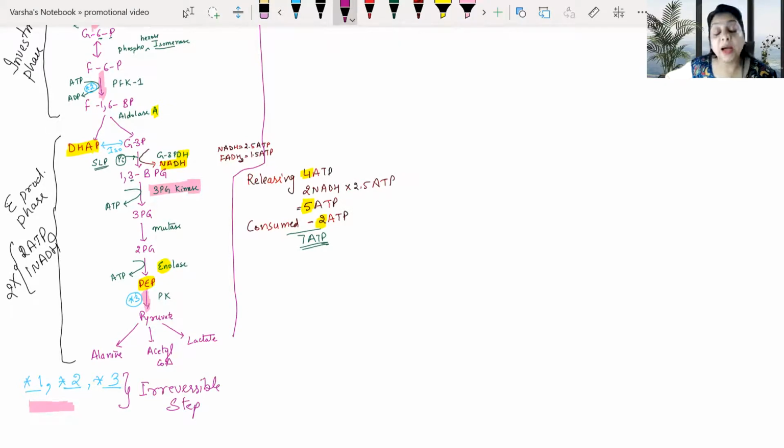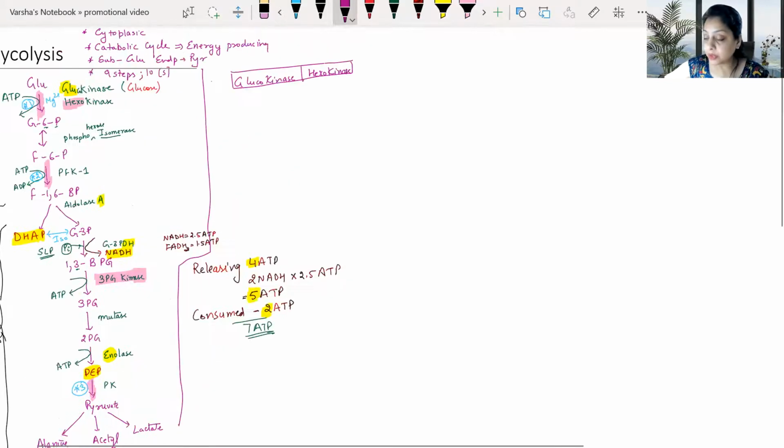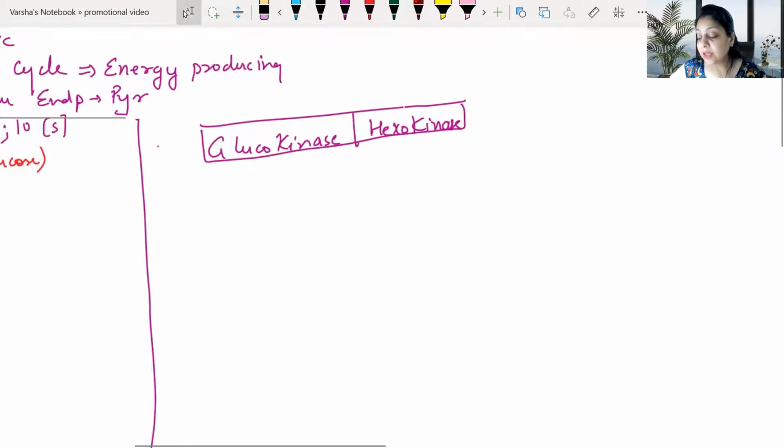They are irreversible steps. So now this part is done. Now coming back to a very important question: hexokinase and glucokinase. Now you know the pathway, where it is occurring, that it is a catabolic pathway. You have the investment phase and the payoff phase, 7 ATPs are being produced, NADH, and which step is taking place.